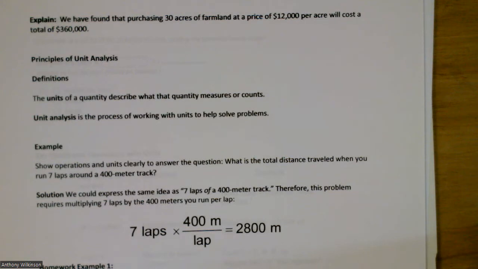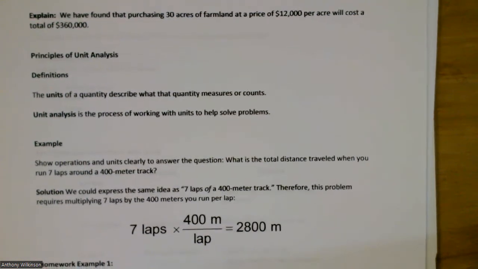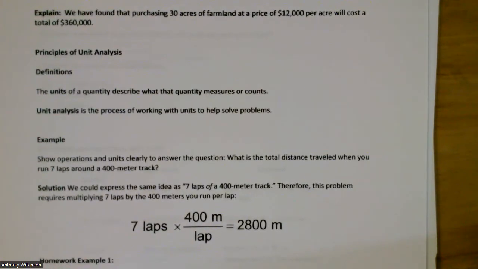Okay, so here we're going to be using unit analysis to solve some of these problems, like in this example. Here I want to show operations and units clearly to answer the question. What is the total distance traveled when you run 7 laps around a 400-meter track?